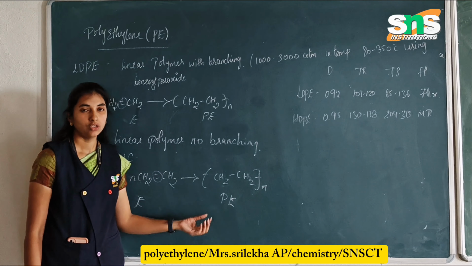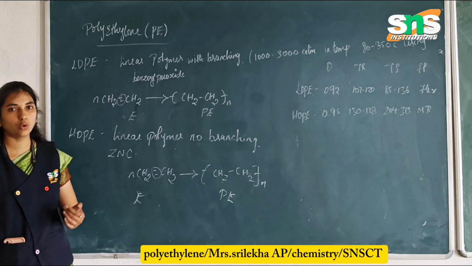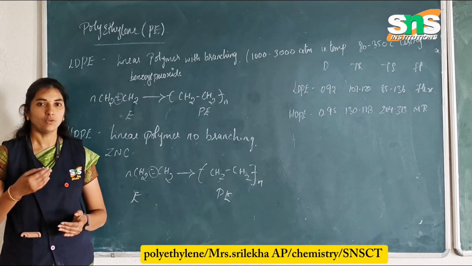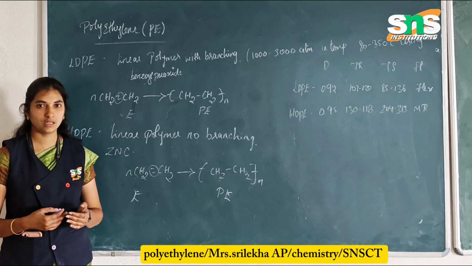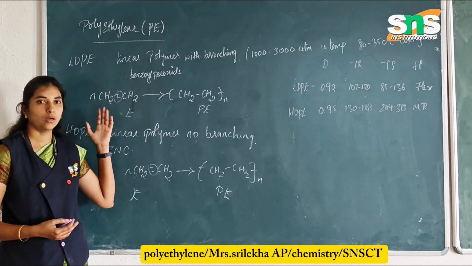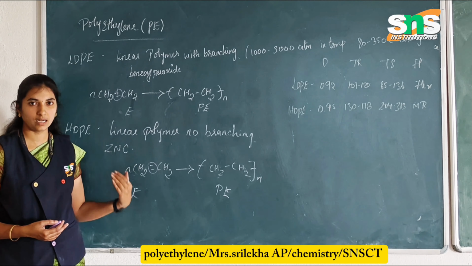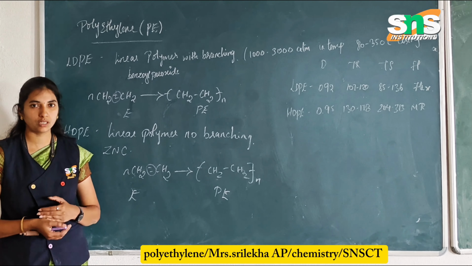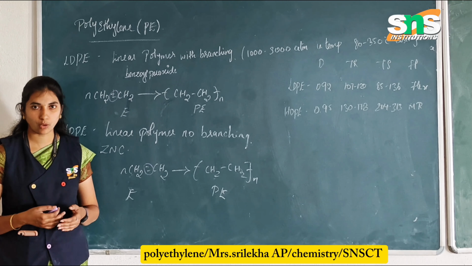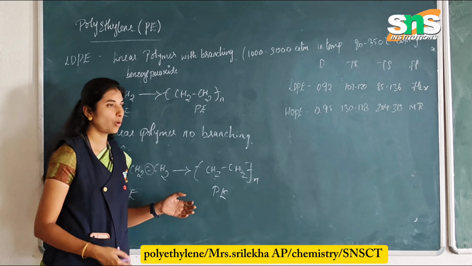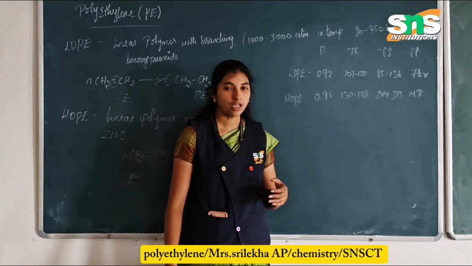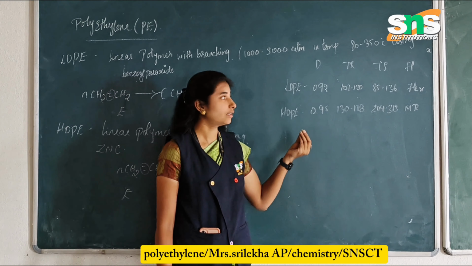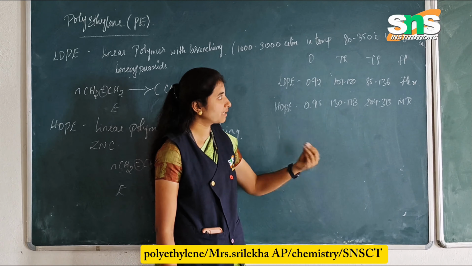So these are the types of polymer: how low density polyethylene and high density polyethylene can be made with and without branching, using benzyl peroxide as a catalyst and Ziegler-Natta as a catalyst. Based on this we have the properties of low density and high density polyethylenes, such as density, tensile strength and flexibility.